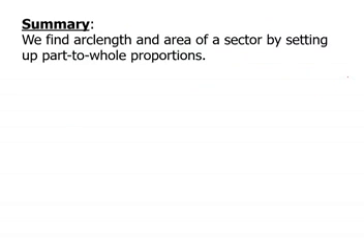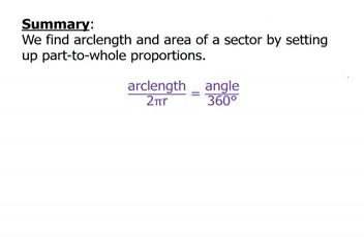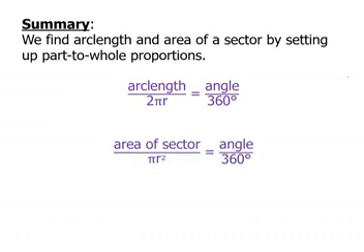In summary, we find arc length and area by setting up similar part to whole proportions. In both cases, we're setting up the proportion equal to a proportion of angles. So arc length is part of the circumference. It equals angle over 360. Area of a sector is part of the area of the circle, pi r squared, and that equals angle over 360.